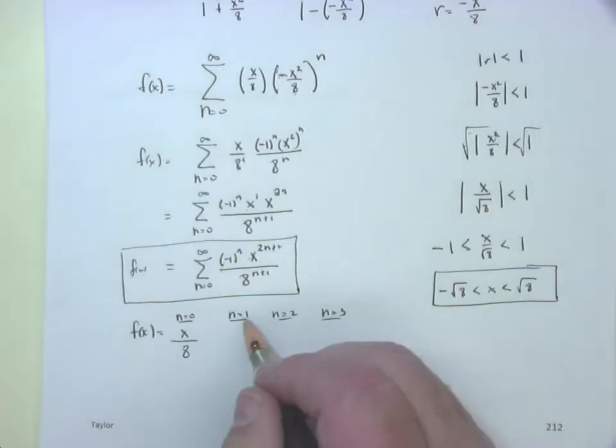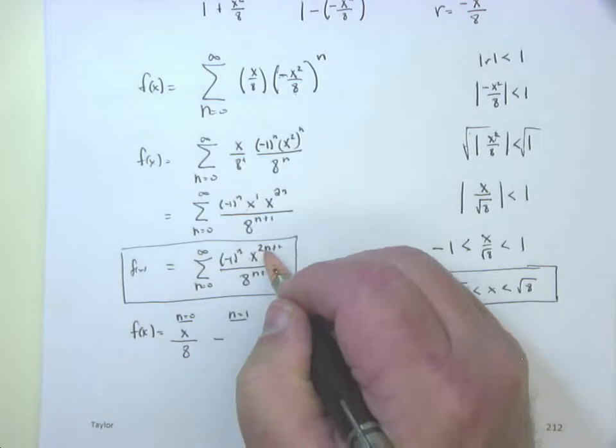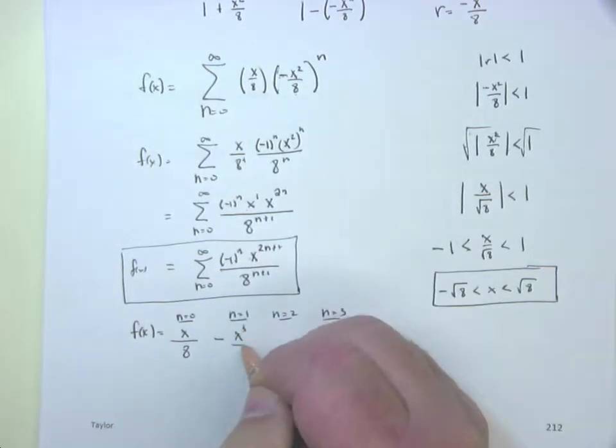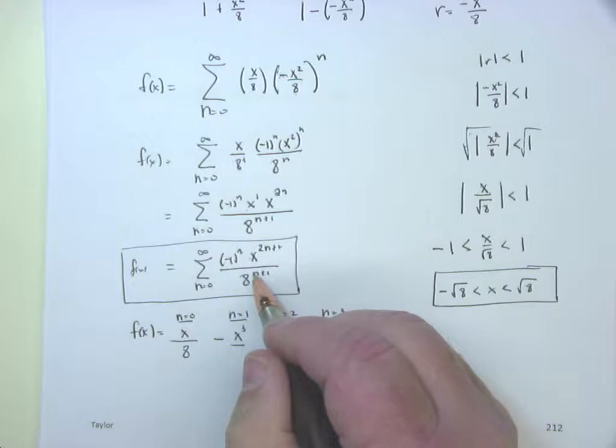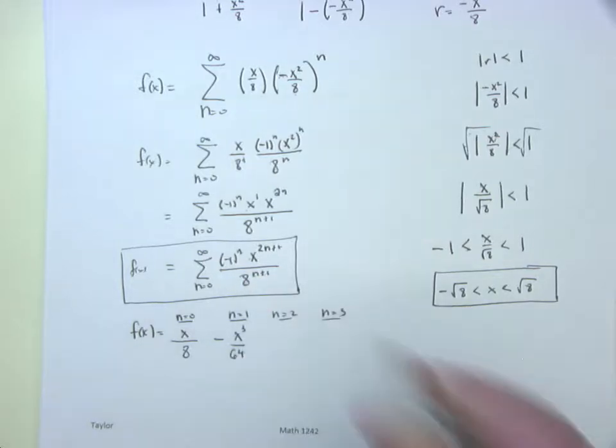Now plug in 1. Negative 1 to the first is negative. 2 times 1 is 2, plus 1 is 3. This will be x cubed over 1 plus 1 is 2. 8 squared is 64. Does that make sense so far?